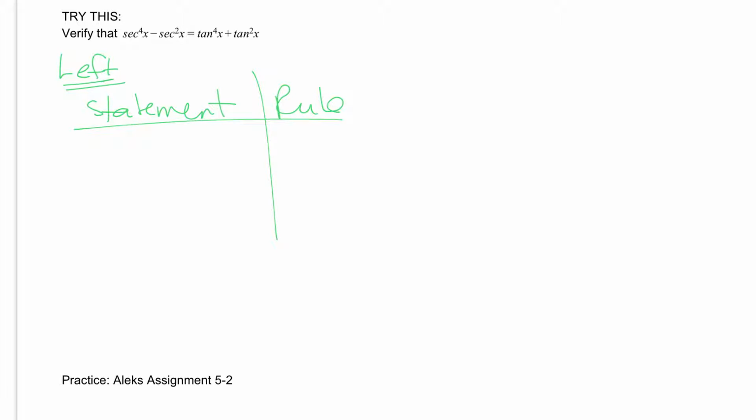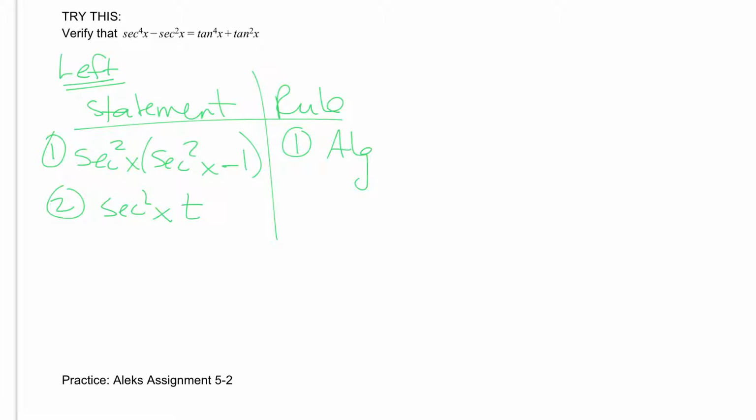the first thing that I did on the left-hand side was take out my greatest common factor, which was secant squared x. That left me with secant squared x minus 1. And just because I factored, my rule would be algebra. From there, I know secant squared x minus 1 is tangent squared x. So I can simplify this to secant squared x times tangent squared x. If I glance at the right-hand side, I have all tangents over here. Right now I have a tangent and a secant, so I'm going to stop where I'm at and see what happens if I do something similar on that right-hand side.